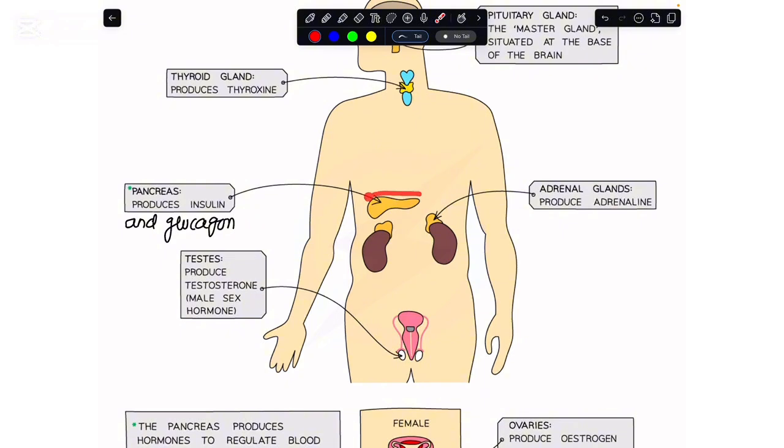Likewise, here we have got another organ, and this is the pancreas. The pancreas is important in terms of blood glucose metabolism, and out of the pancreas, two fundamental hormones are secreted into the blood. Among them, we have insulin. And the second hormone that we have is glucagon.